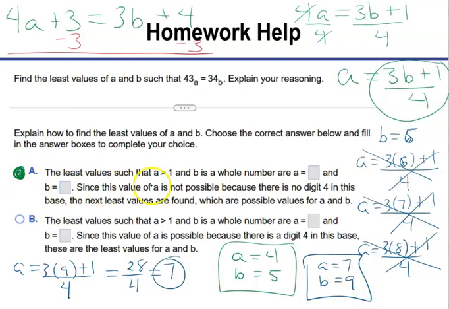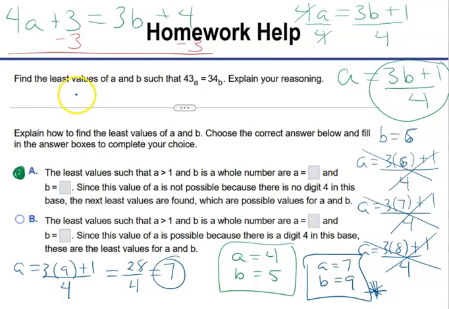So if we answered the first one correctly, which I feel certain we did, then it's going to ask you what are the smallest that would work, and in this case it would be 7 and 9, where a is 7 and b is 9. And you could always plug it back in the equation originally to check.